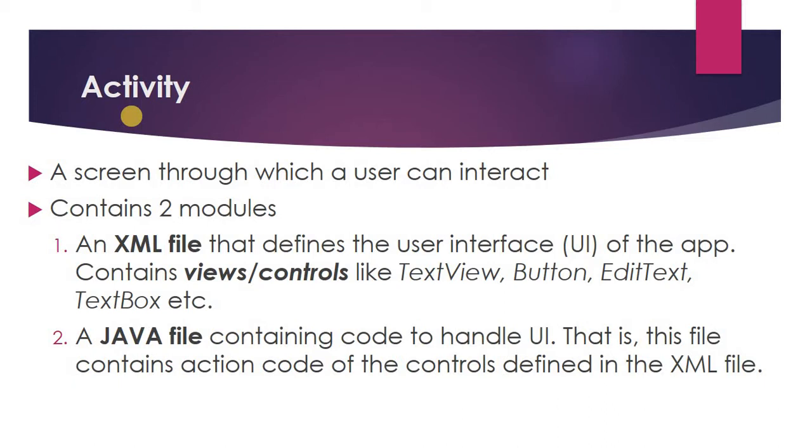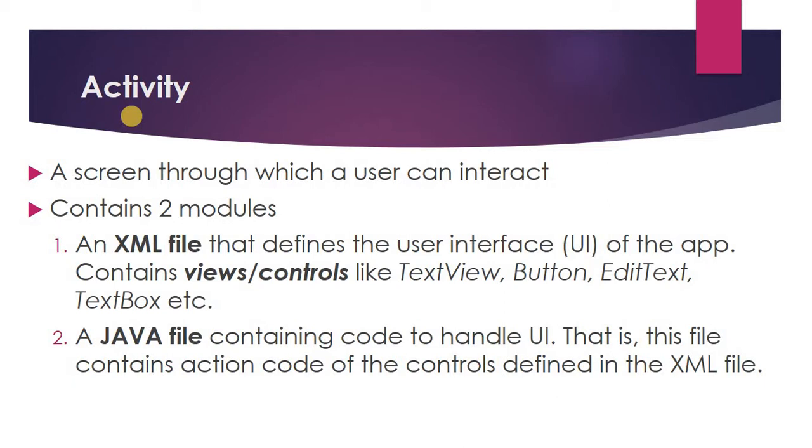It contains 2 modules. The first one is an XML file. The second one is a Java file. An XML file defines the user interface of the application. This XML file contains views or controls. Examples are text view, button, edit text, text box, etc. These are just like HTML tags. These are XML tags, we can say exactly.